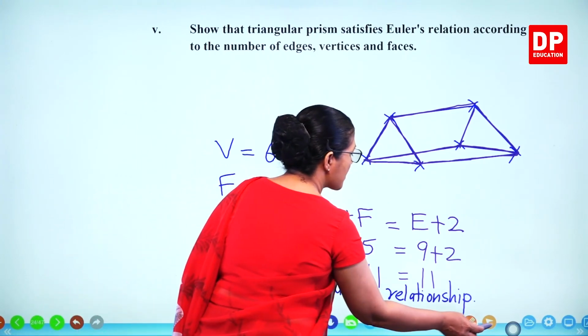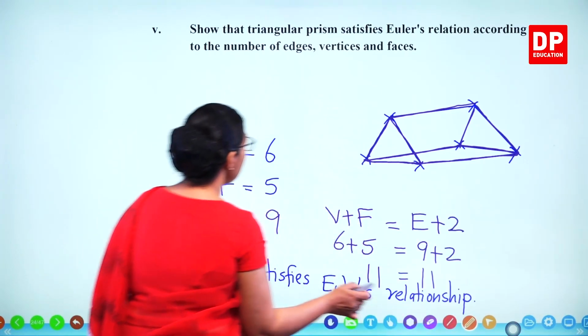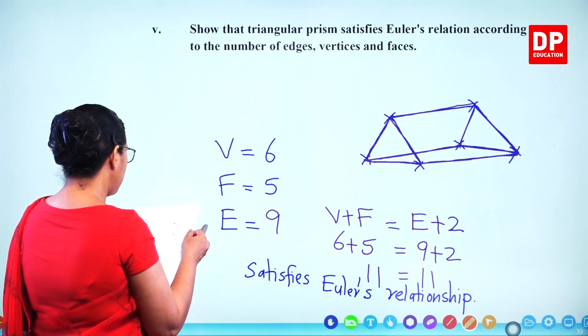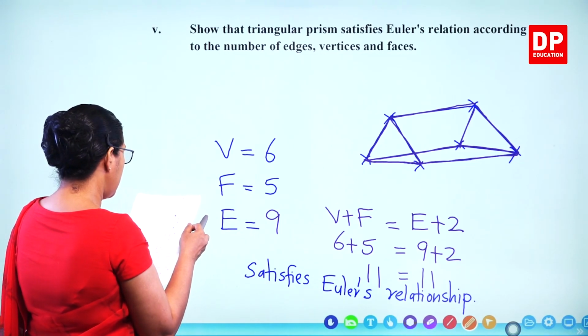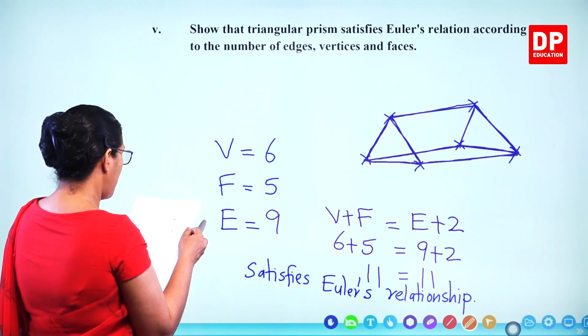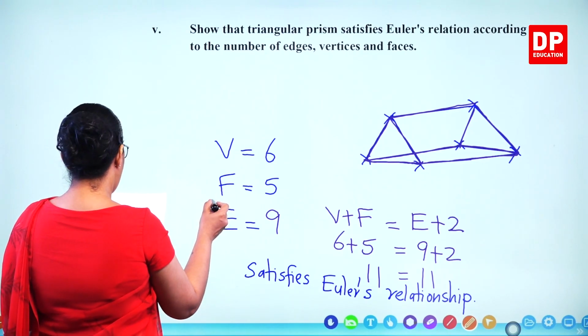So how many marks? You are getting 6, 5, 9, 6 plus 5, 9 plus 2, 3 marks there.